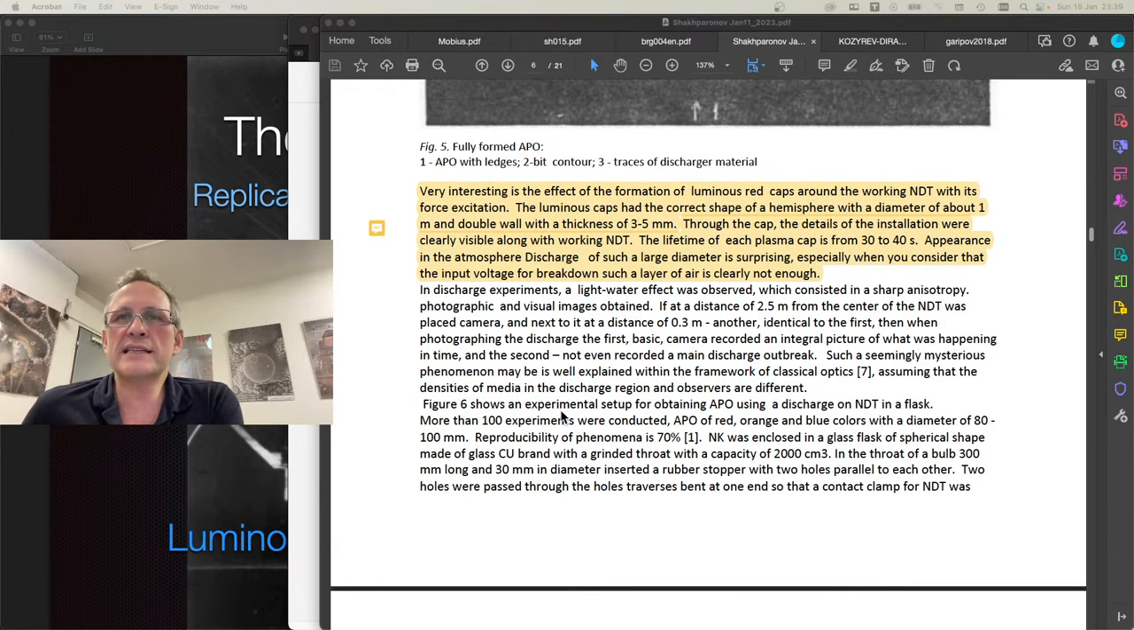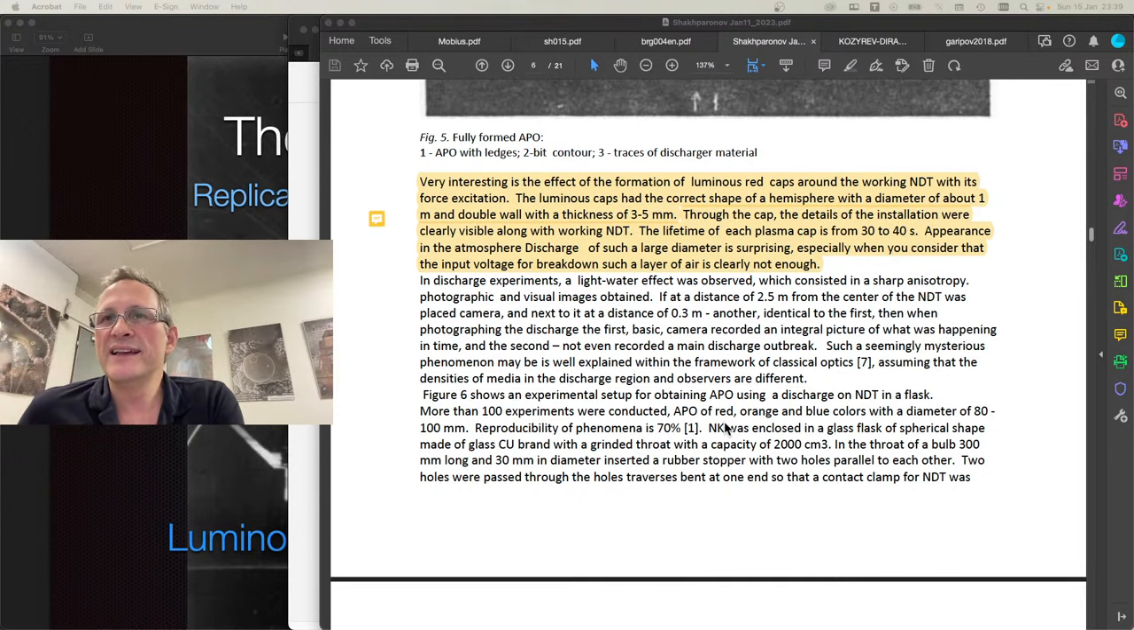Figure 6 shows an experimental setup for obtaining one of these EVOs using one of these Möbius strips in a flask. More than 100 experiments were conducted. EVOs of red, orange, and blue colors with a diameter of 80 to 100 millimeters were produced. Reproducibility of the phenomena is 70%. These are the same things, I think. They're just bad translation.